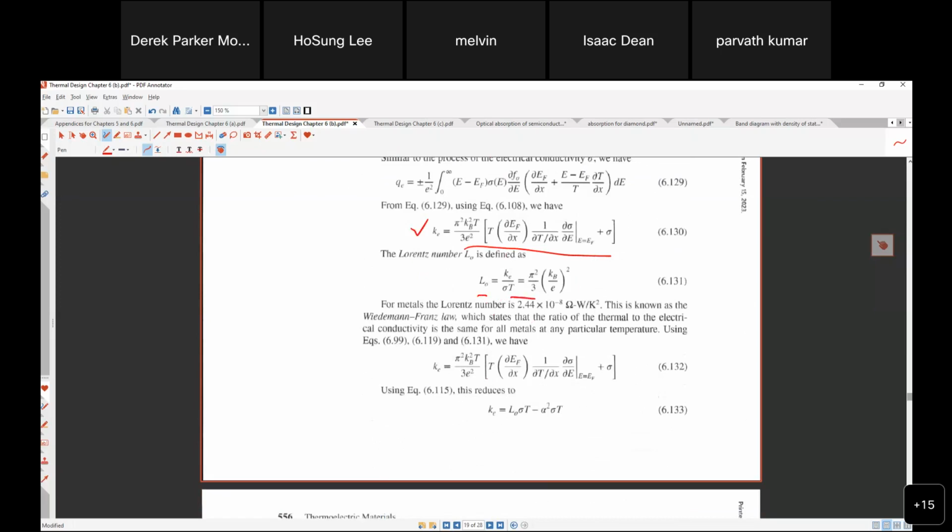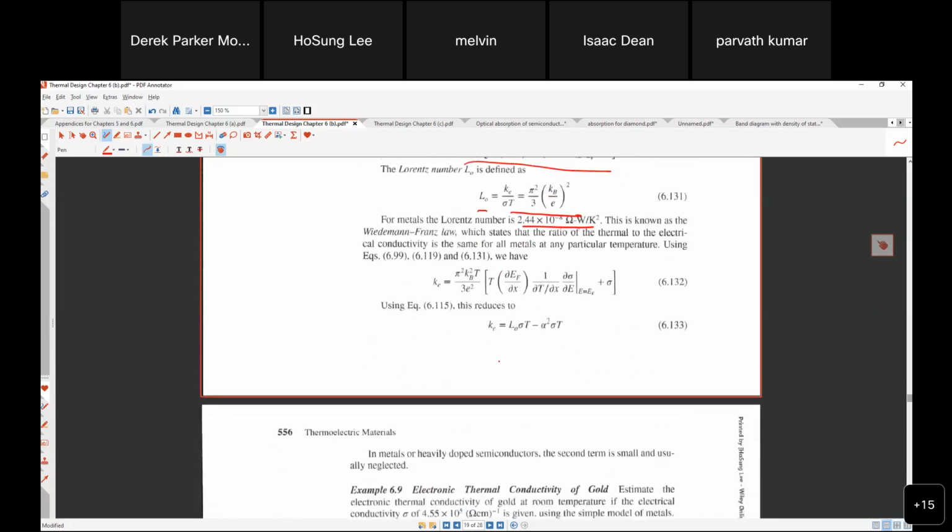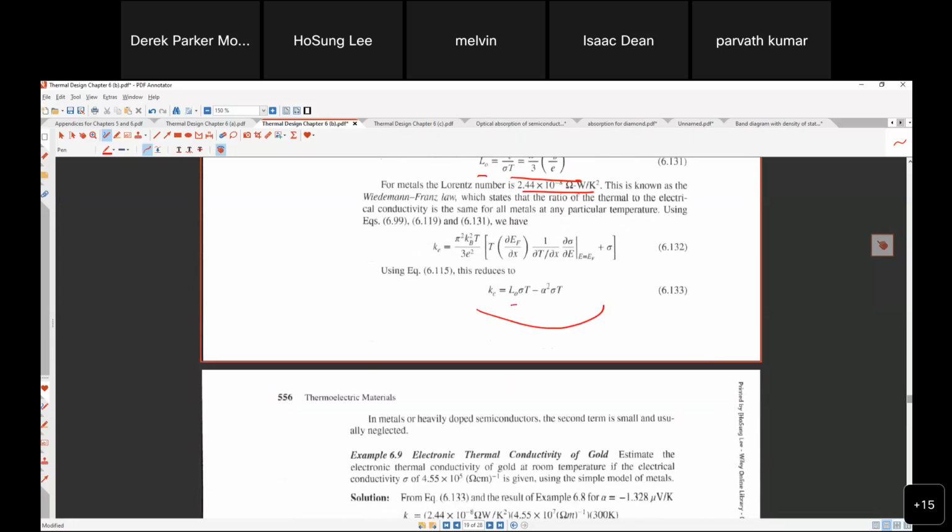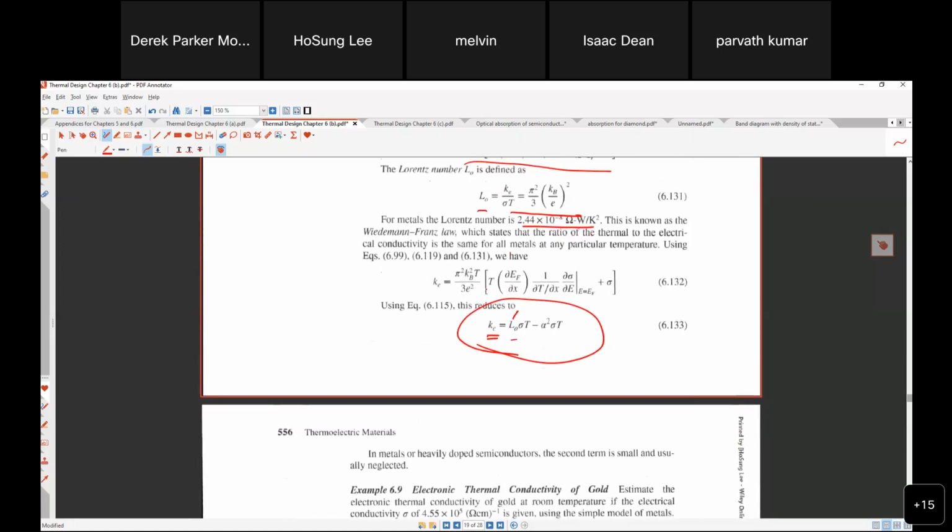L is the Lorentz number, a constant. Look at that, it turns out for the metal. So in terms of the Lorentz number, this is what we found: electron thermal conductivity is the Lorentz number times the electrical conductivity and temperature. This is the Wiedemann-Franz law, a very interesting law with a constant.